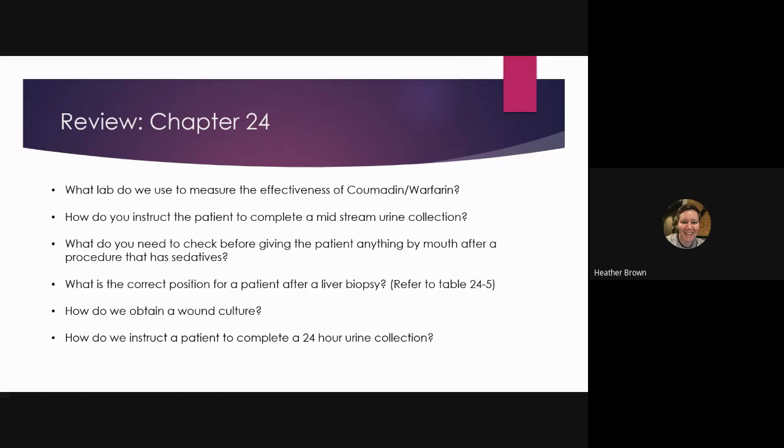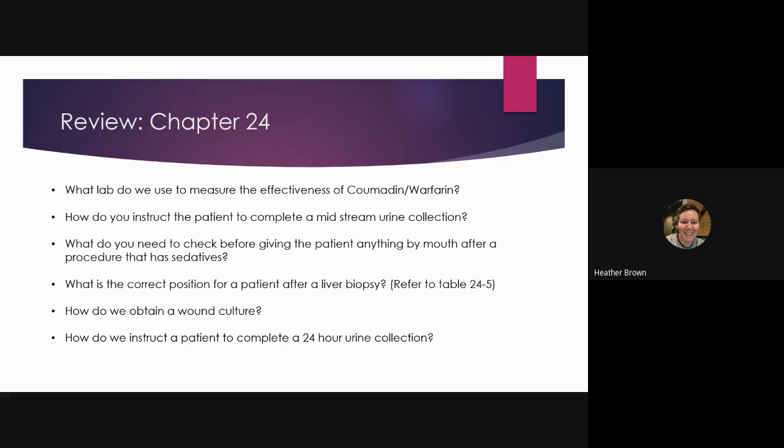The next one, what do you need to check before giving the patient anything by mouth after a procedure that has a sedative? The swallow, okay? Remember, airway is always #1. Nothing is more important than airway. Do they have their gag reflex? Okay. Are they safe to swallow? So check their gag reflex and make sure that they are safe to swallow. So you're going to check their gag reflex.